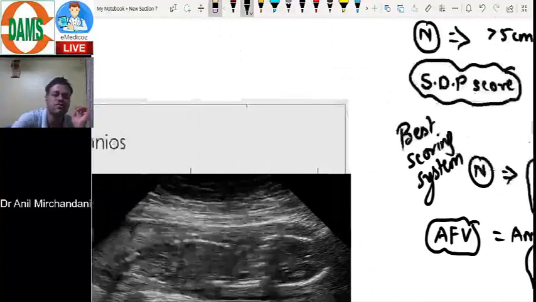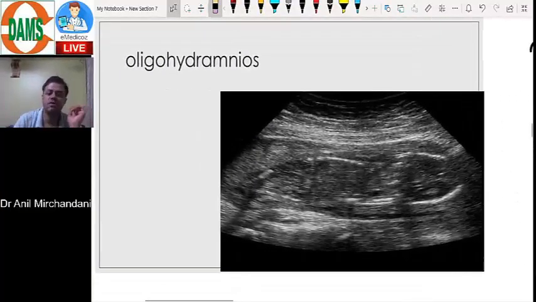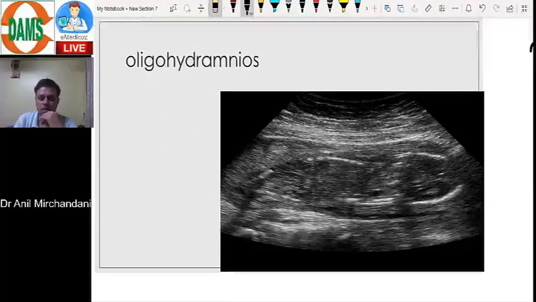Have a look at this picture. In this picture, you are seeing the outline of the baby over here. This white colored line you are seeing is the outline of the baby, and you can see virtually no pockets of amniotic fluid around the baby. So this is an oligohydramnios picture.